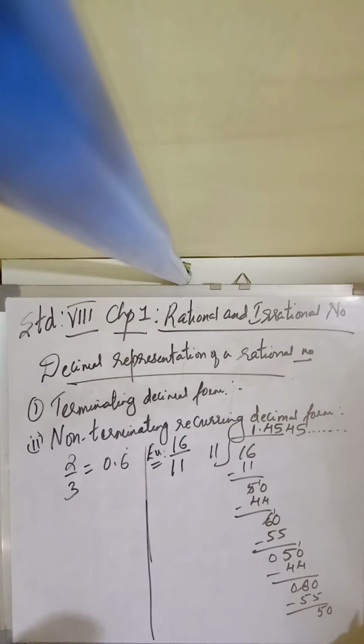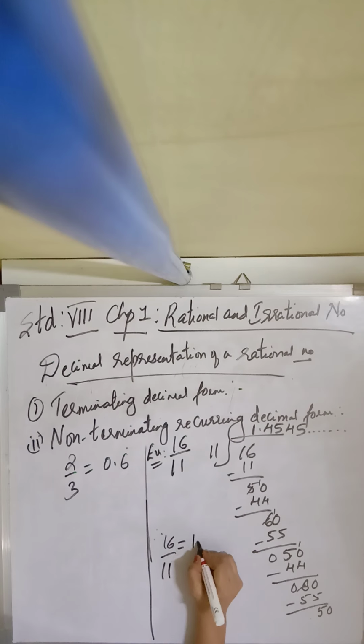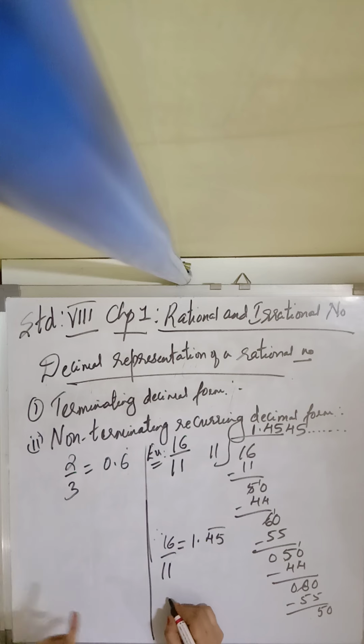So when we are converting 16 upon 11 into decimal form, your two digits after the decimal are recurring, that is 4 5 4 5 4 5. Therefore we can write 16 upon 11 is equal to 1.45 recurring. So two digits are recurring, you are showing it by a bar. Is it clear? Now you can see children, your division is not terminating, not getting over, and the remainder is also not 0. So you can write it is non-terminating recurring decimal form. Clear children?